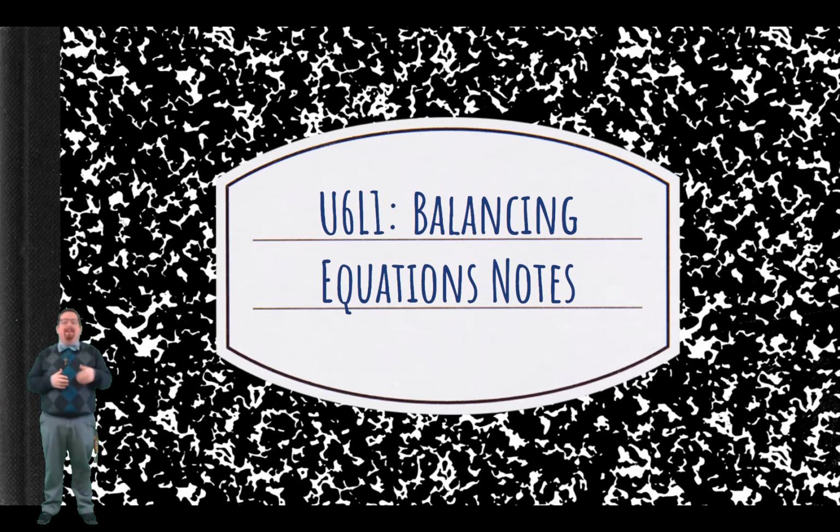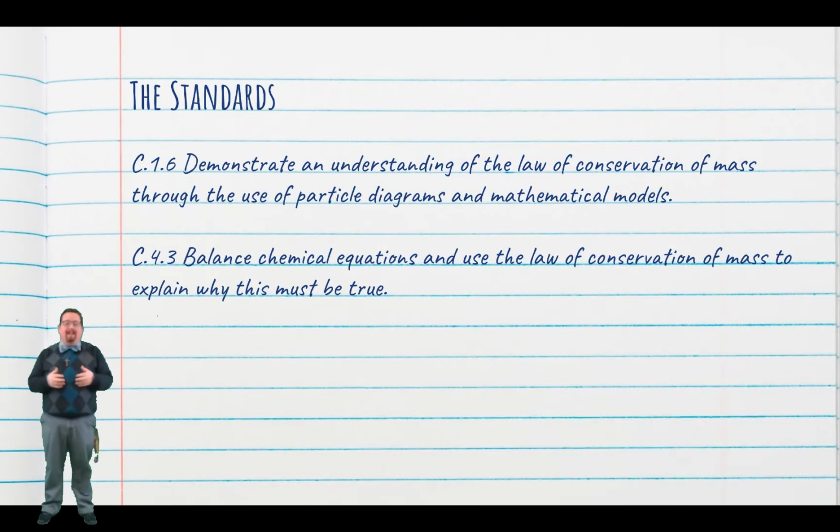To start out Unit 6, we'll be talking about how to balance chemical equations. This lesson covers standards C.1.6 and C.4.3, which ask you to demonstrate an understanding of the law of conservation of mass through the use of particle diagrams and mathematical models, and to be able to balance chemical equations and use the law of conservation of mass to explain why this must be true.